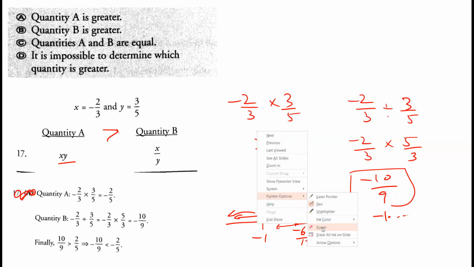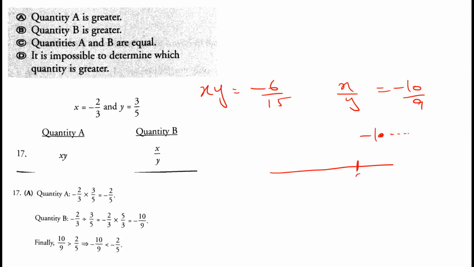Again, if I reiterate: xy equals minus 6 over 15, and x over y equals minus 10 over 9. Minus 10 over 9 is minus 1 point something. If we make this number line, we have 0 and minus 1, and minus 10 over 9 is somewhere below minus 1. Minus 6 by 15 is a decimal number between 0 and minus 1, and it is greater than a number that is less than minus 1. So option A holds true. xy is greater.